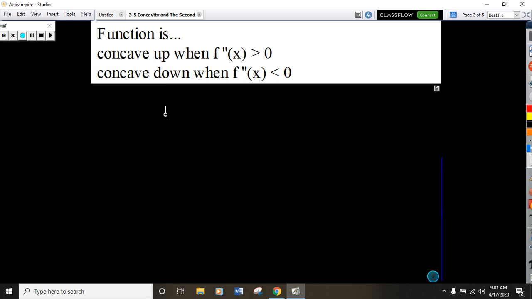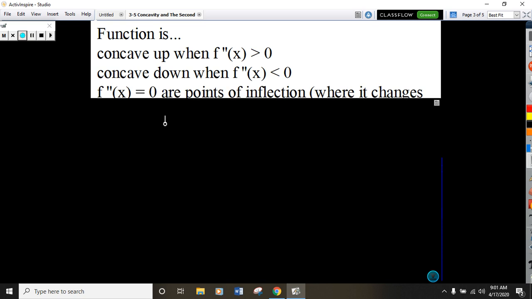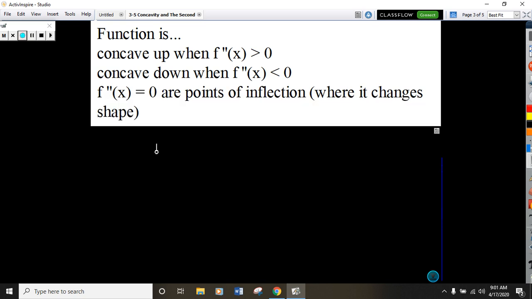Now, the other option is if it's zero. The zero is where that point of inflection comes in. And so that's the new phrase, I mentioned it earlier. So where it's zero, where it crosses the x-axis, that's the point of inflection, and that's where it changes shape.